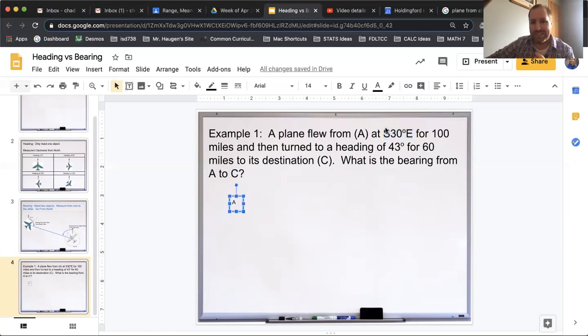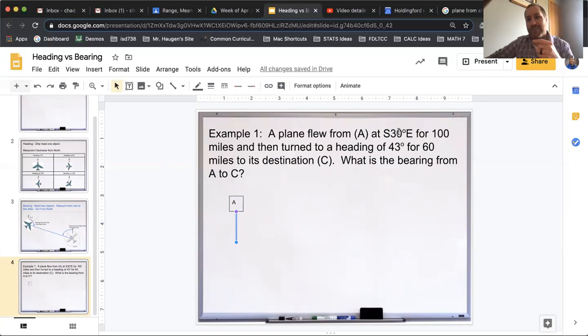So this one says south 30 degrees to the east. And what that means, let's take a line here. It means we look straight south. That's kind of our first point. And then we're going to turn 30 degrees towards the east, which east is over here. So we start by looking south. We're going to turn 30 degrees to the east, and it's going to go 100 miles this direction.